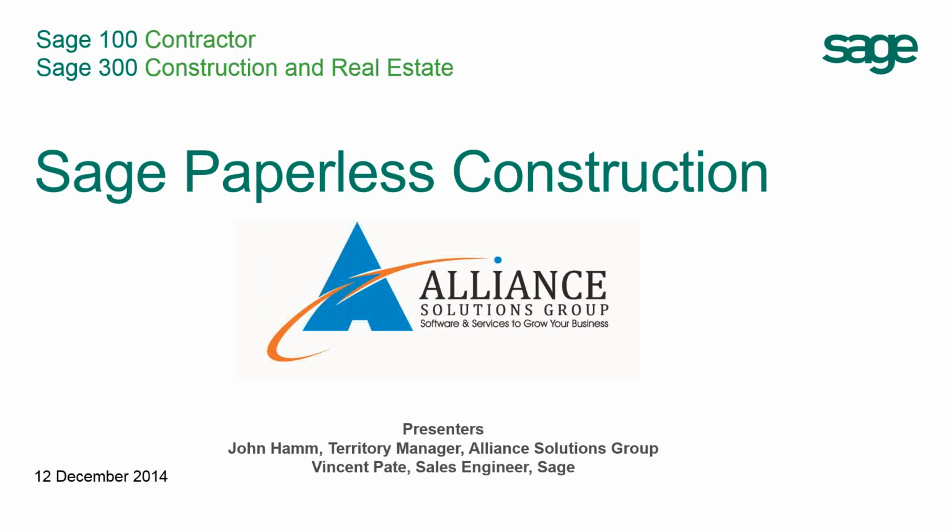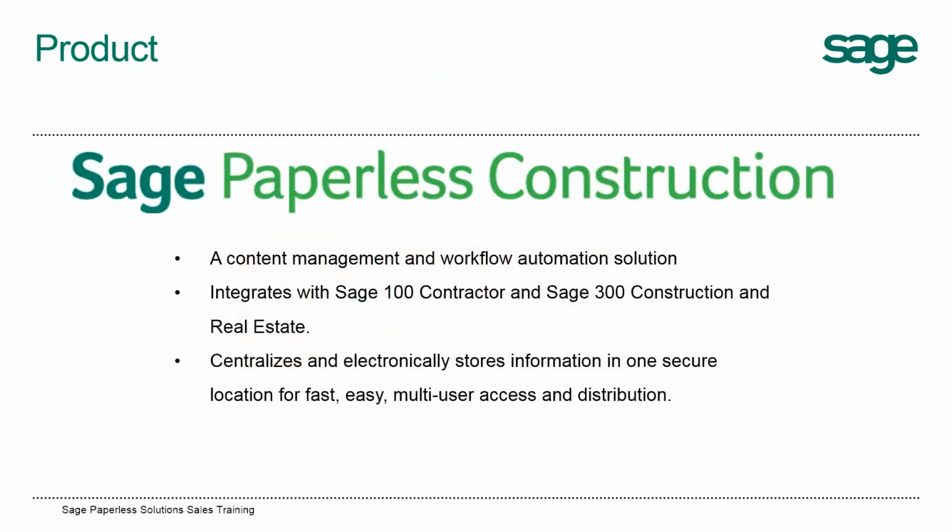So let's go ahead and pull up a slide here. Sage Paperless Construction, what is it? It is a content management and workflow automation solution that integrates with both Sage 100 Contractor and Sage 300 Construction and Real Estate. The solution centralizes and electronically stores your vital business and project-related information in one secure location for fast, easy, multi-user access and distribution.